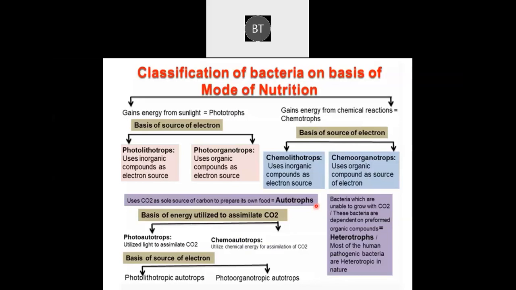Classification of bacteria based on the mode of nutrition, and this is one of the very important aspects. Phototrophs are bacteria that gain energy from sunlight. Chemotrophs gain energy from chemical reactions. On the basis of the source of electrons, the bacteria are classified as photolithotrophs, that is, these bacteria use inorganic compounds as electron source, and photoorganotrophs, which use organic compounds as electron source.